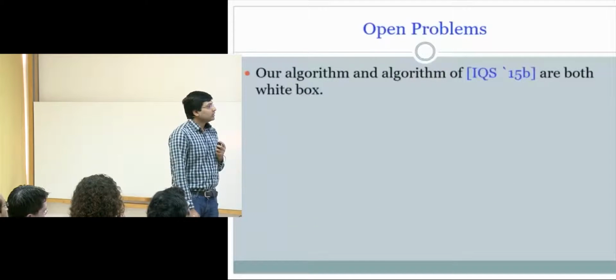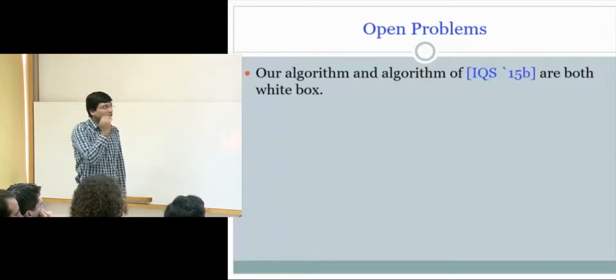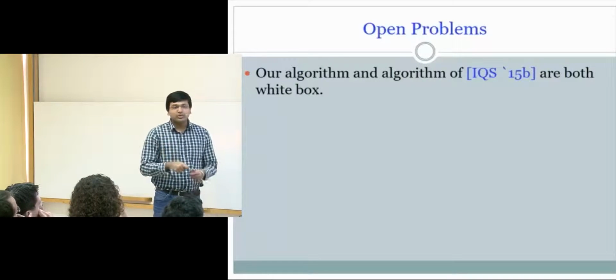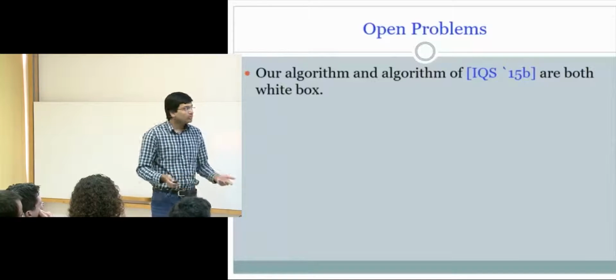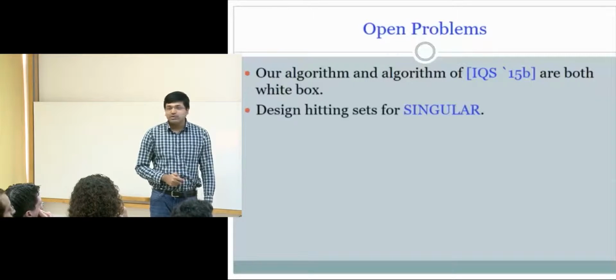Okay. The next one is our algorithm, and also the algorithm KB will describe. They are both white box algorithms. They need to look at these matrices A1 to Am to test singularity. Can we design hitting sets for this problem, singularity?